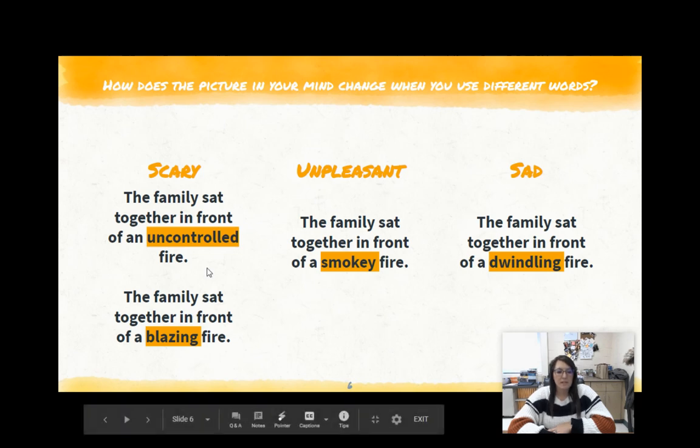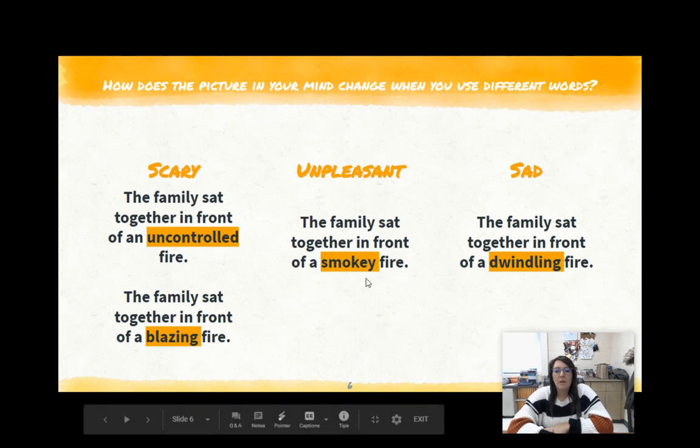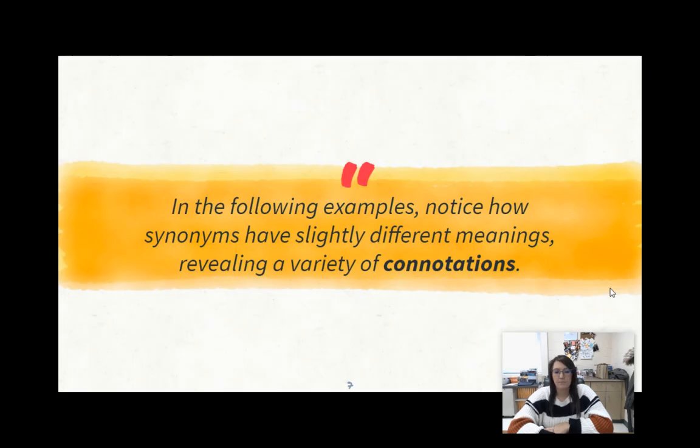So we have the same sentence here four different times, all painting a different picture in our mind just by replacing the word that describes the fire. Okay? This is why words matter. This is why the adjectives we use to describe things matter in our writing. And it's something to pay attention to when we're looking at articles to see the feeling the author wants us to get from reading that sentence.